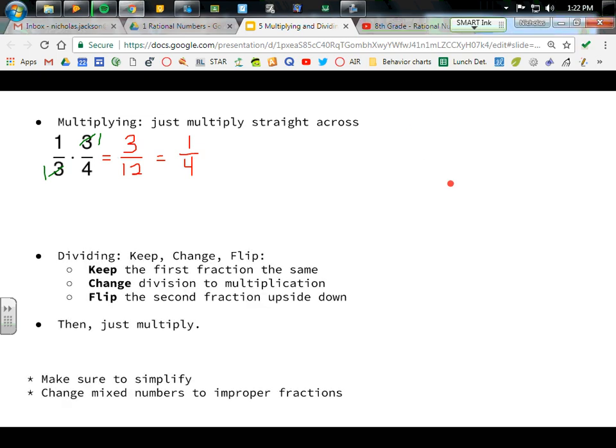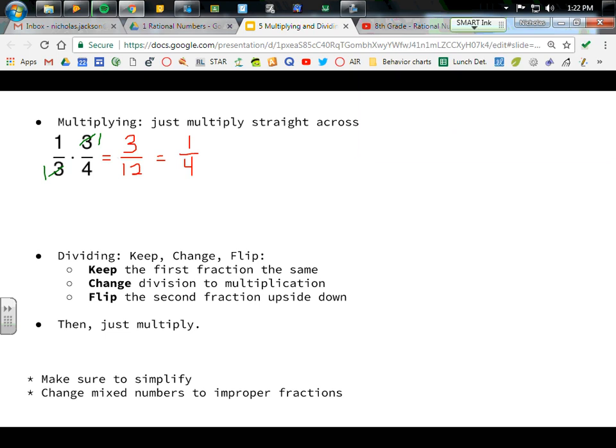Let's talk about dividing. Dividing is a little trickier, but it's really not a big deal. We use a method called keep, change, flip. In order to do that, we keep the first fraction the same, we change division to multiplication, and we flip the second fraction to its reciprocal. We flip it upside down. Then you just multiply straight across.